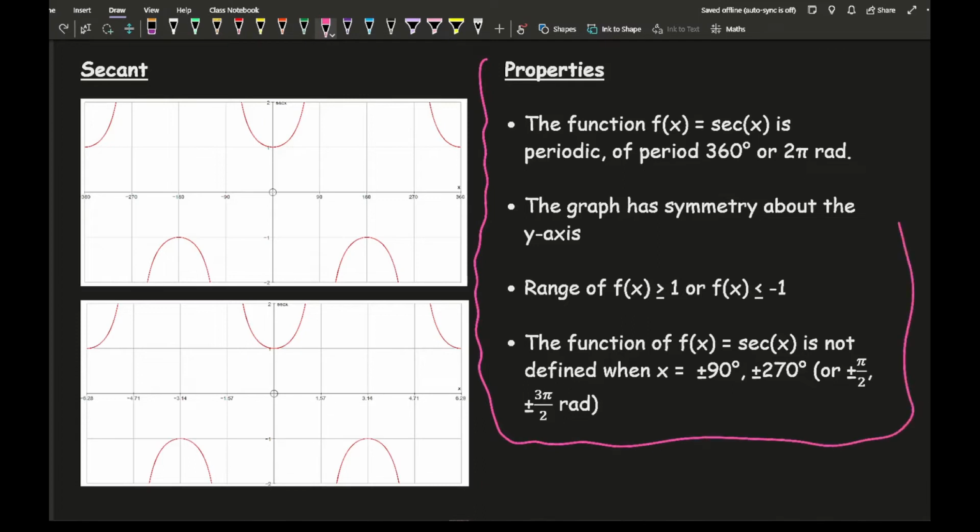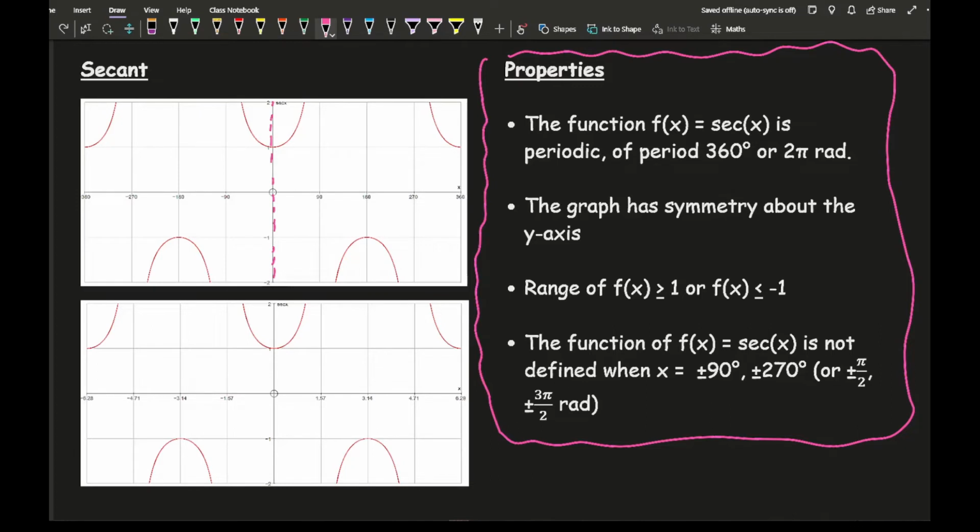Looking at this then, the function f of x equals sec x is periodic, again with a period of 360 degrees or 2 pi radians. The graph has symmetry about the y-axis, so if I put a mirror here, it would be reflected, which wouldn't be a problem. The range of f of x is f of x greater than 1 or f of x less than -1, which is again very similar to the cosecant graph.